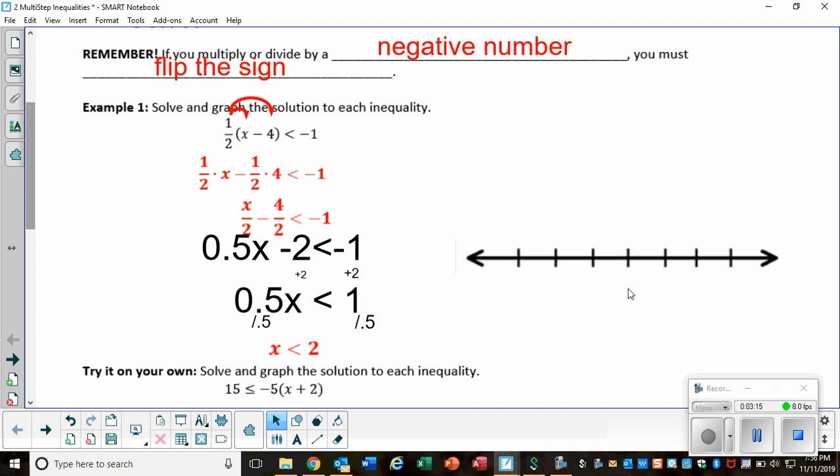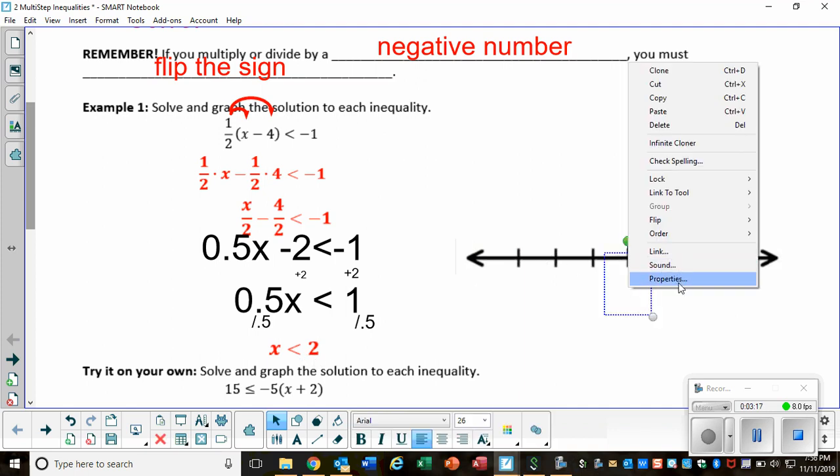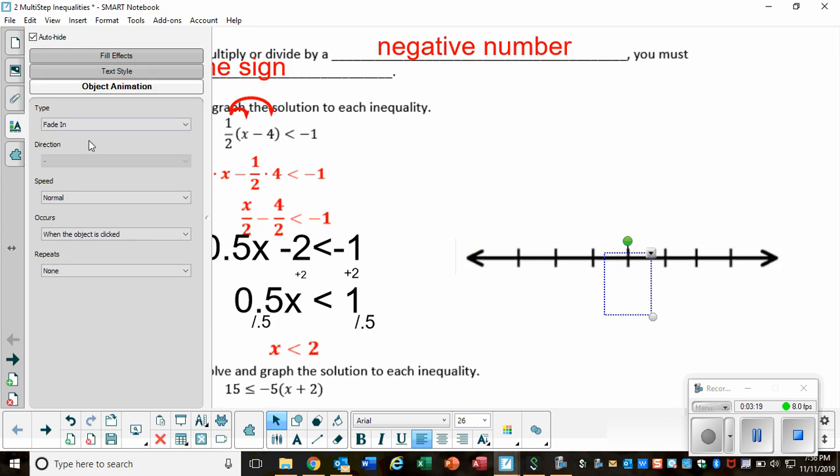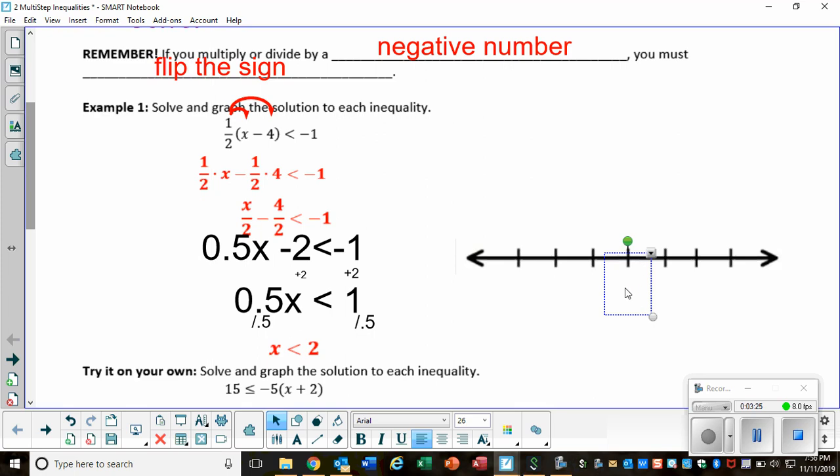Now, to graph it, you guys already have a number line that's labeled. So I have a 2, and I'm going to put an open circle on it because it's not equal to. And I'm going to point to everything that is less than 2. Okay? And that's it.